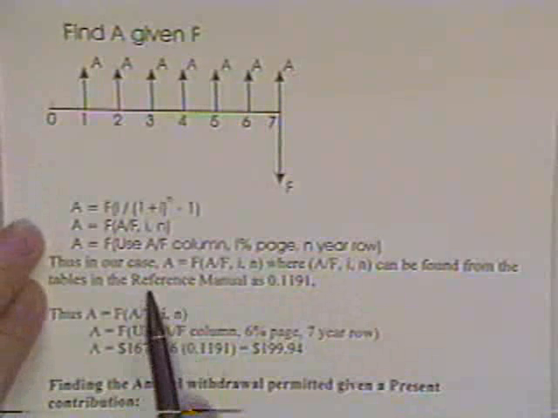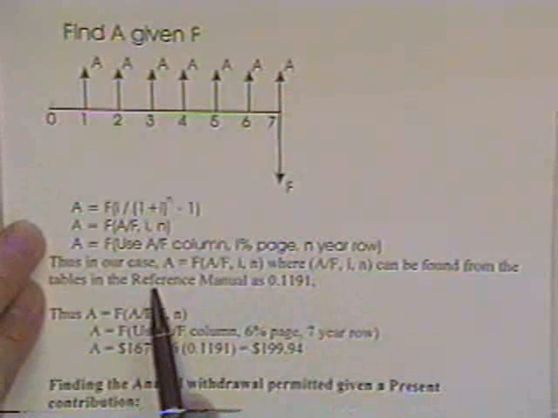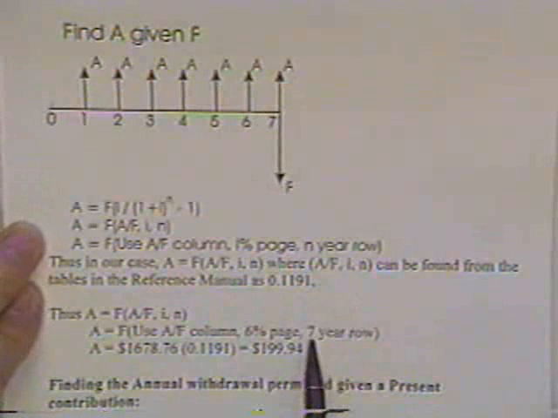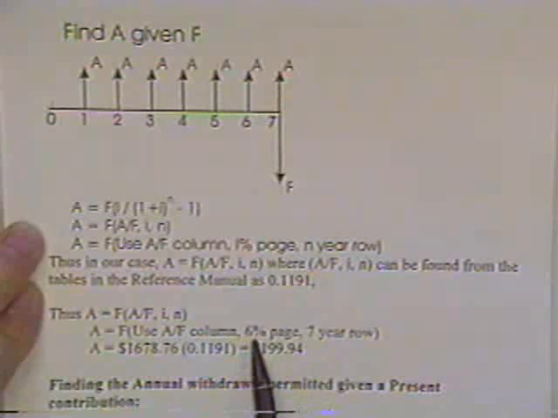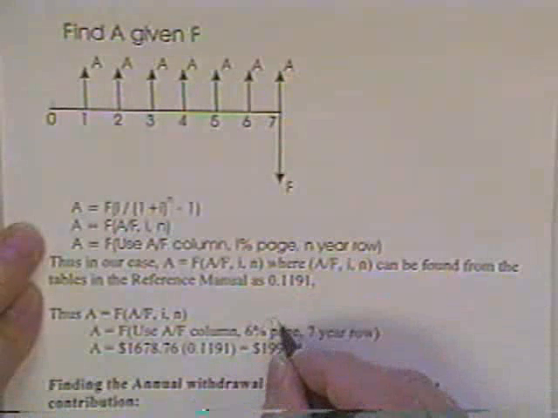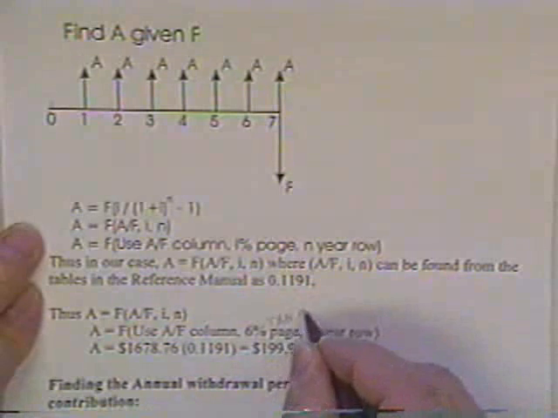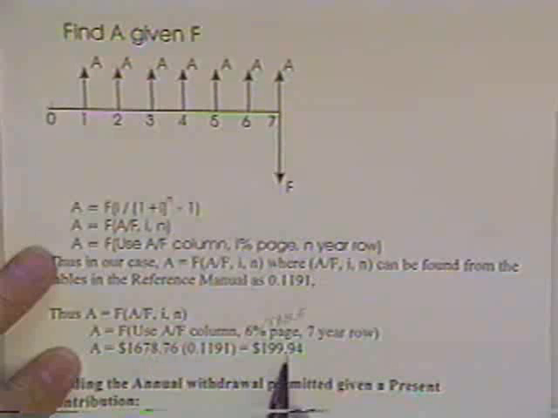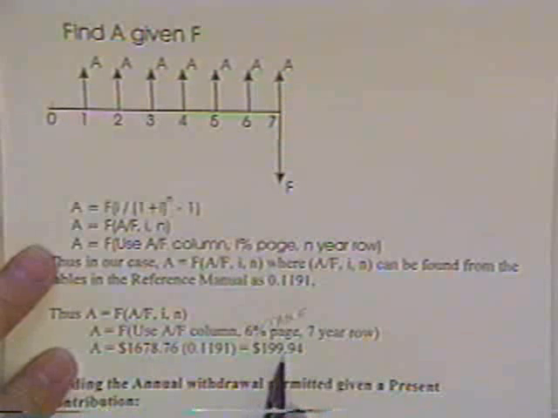In our case, you can look in the reference manual. Forget what the problem said. We said we wanted a 7-year period, so we go to the 7-year row. Oh, here we go. It was 6% interest, so we go to the 6% table. And you will find the factor is 0.1191 when multiplied times how much you need. $200 must have been what I was shooting for. It's about as close as I could get.